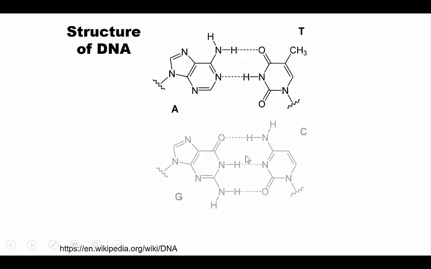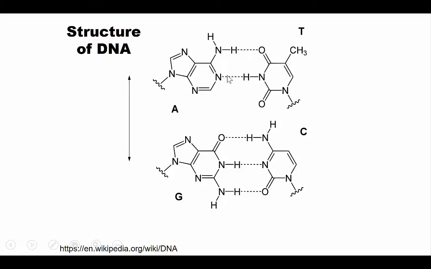In the same manner, G is matching with the C with triple hydrogen bonding. That's why the CG bond is usually considered to be stronger than the AT bond. Same way, this side is the major groove and this side is the minor groove.